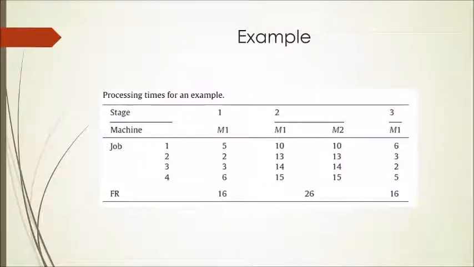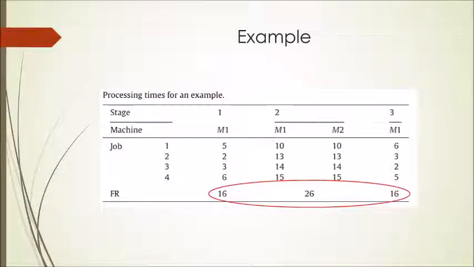Let's see one example problem. In this HFS problem with 4 jobs and 3 stages, the first and third stage consist of one machine, and the second stage consists of 2 identical machines in parallel. The processing times are given. In the first step, we can apply the procedure to calculate the flow ratio. For each stage, stage 1 is 16, stage 2 is 26, and stage 3 is 16. Therefore, the second stage is the bottleneck stage.